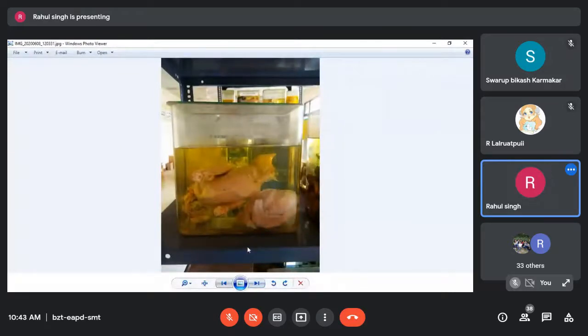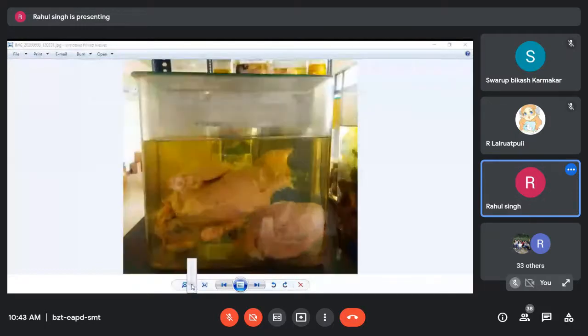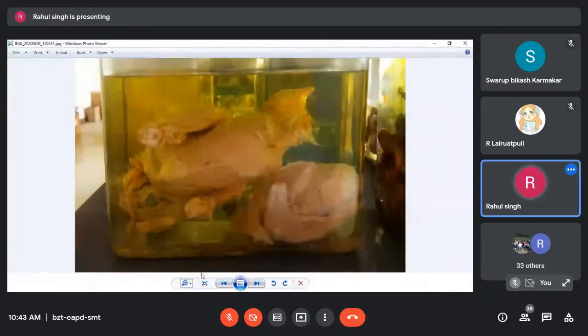Once again, the same case of ascites. The same case of ascites. This one. Pot-bellied condition.